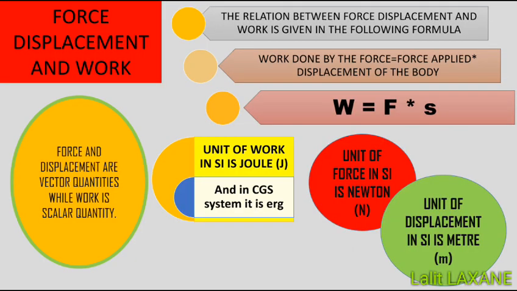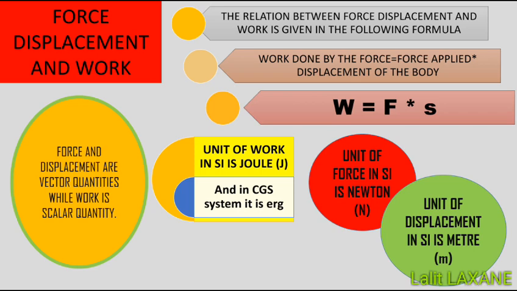Force, displacement and work. The relation between force, displacement and work is given in the following formula. Work done by the force is equal to force applied into displacement of the body, that is W is equal to F into S. Force and displacement are vector quantities while work is a scalar quantity. Unit of work in SI is joule and in CGS system it is erg.